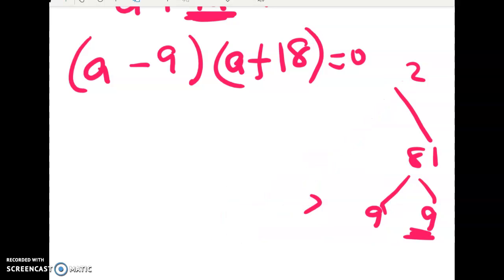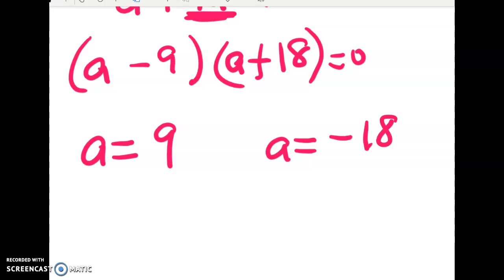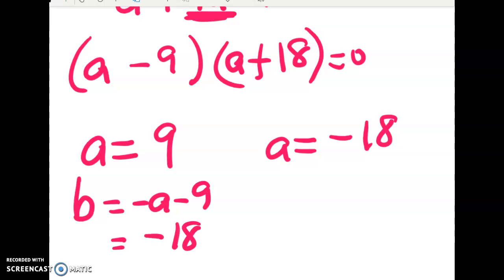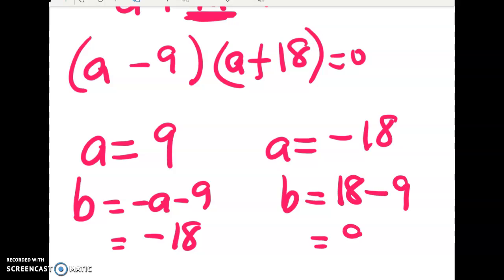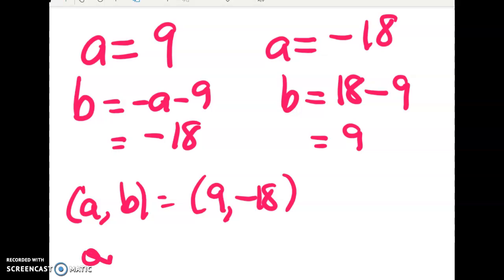Right, so hopefully some of you are still watching, because I reckon it's pretty easy to forget to answer the question properly. So we get a equals 9 and a equals negative 18. But b was equal to negative a minus 9. So that's equal to negative 18. Or here, b is equal to negative a, 18, minus 9, which is 9. So we've got two solutions. So a, b is equal to 9, negative 18, or negative 18 and 9.